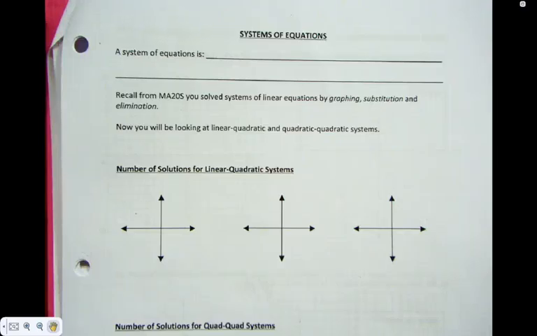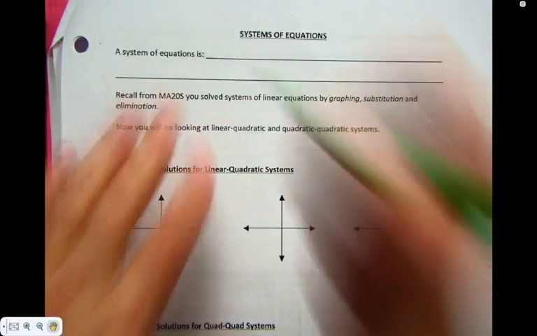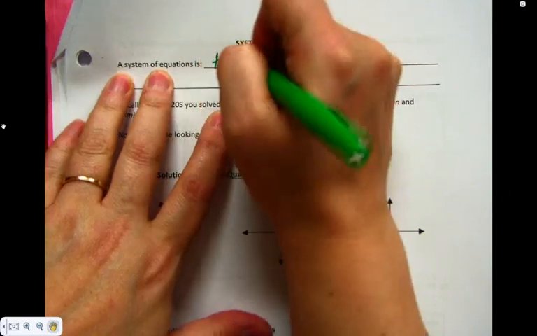Last year it was two lines graphed on the same set of axes. Now it's two equations graphed on the same set of axes.